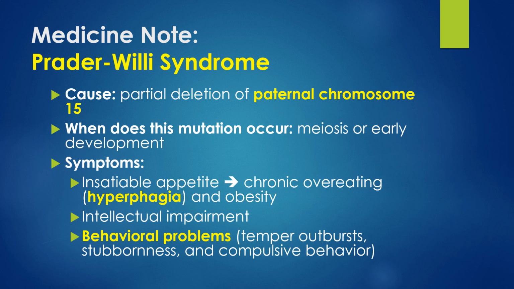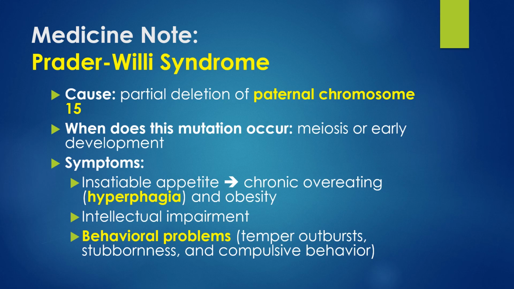The next one is Prader-Willi syndrome. There's a partial deletion on the paternal, meaning from the dad, chromosome 15. This usually occurs in meiosis or early development, and some of the symptoms are hyperphagia, meaning chronic overeating, and obesity due to an appetite that cannot be satisfied. It's insatiable. You can't fulfill it. They will always be hungry.